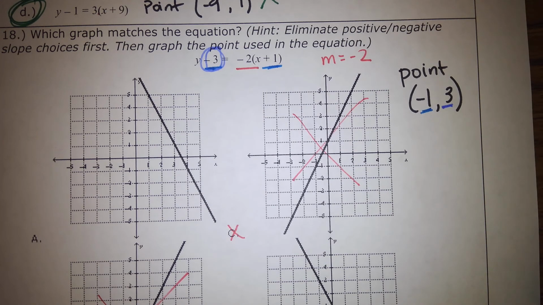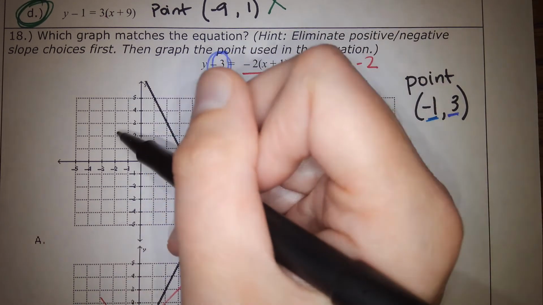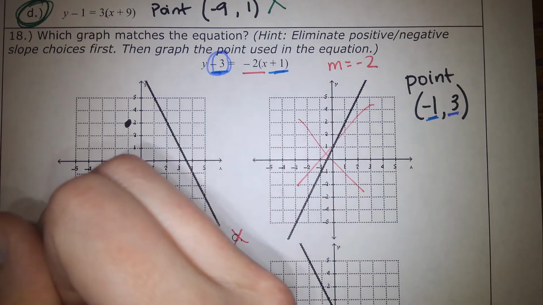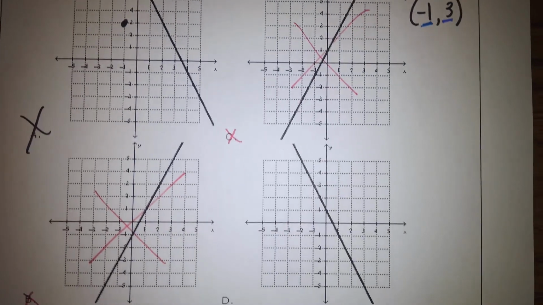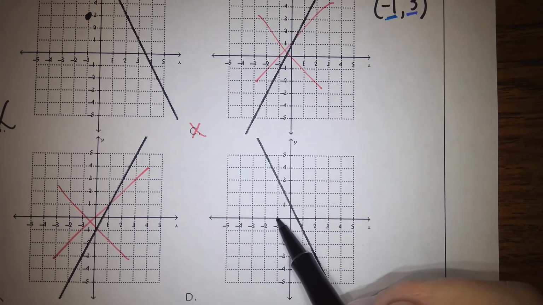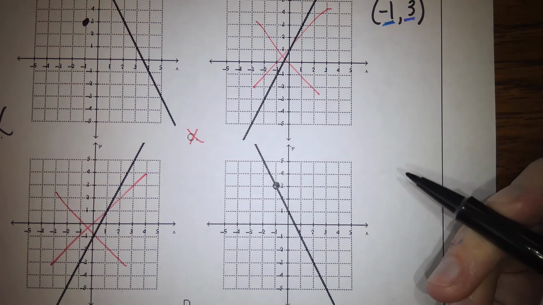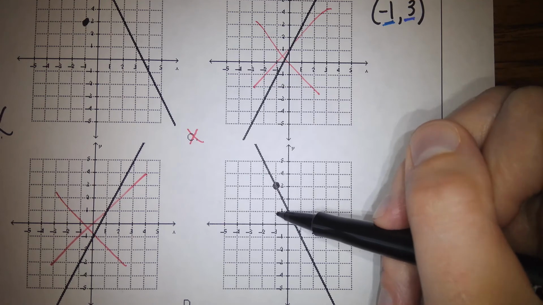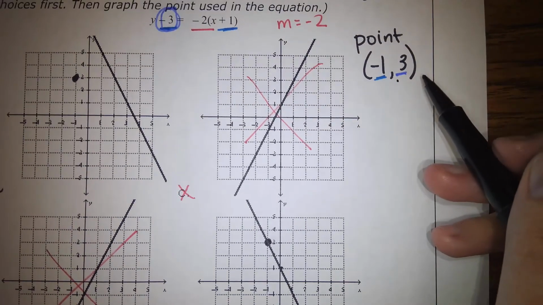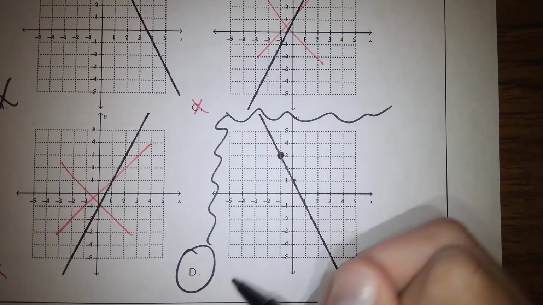So we're going to go ahead and graph this on each of these. So on A, if we graph -1, +3, that's not on this line. So that means this one can't be it. If we go down here and we graph our point, we see -1, +3. And yay, it fits the graph. And look at that, our slope is down 2 over 1. So our slope is -2, and it goes through the point -1, 3. So that means D is the answer.